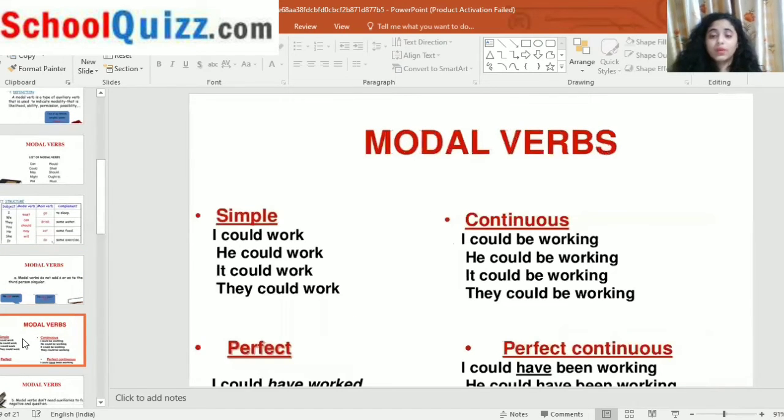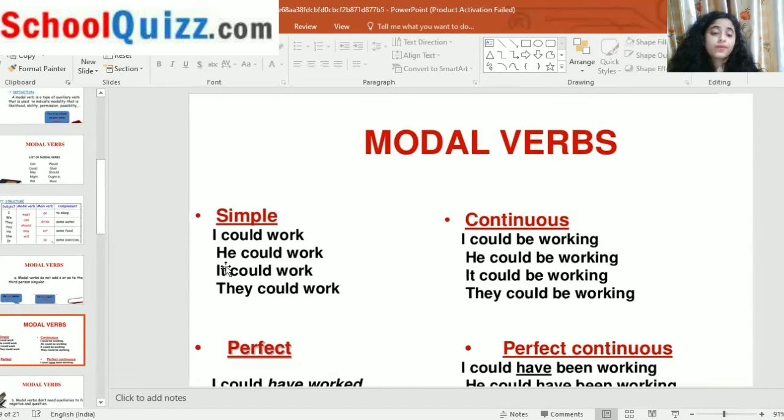Now, modal verbs. What are the modal verbs? See, simple verbs. There are tenses we have done. In that, we have done present tense, past tense, and future tense. In those categories, we have done simple, continuous, perfect, perfect continuous. So these are the modal verbs over here in that format also.